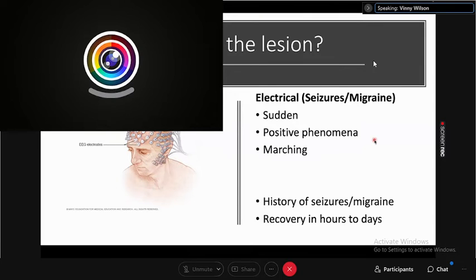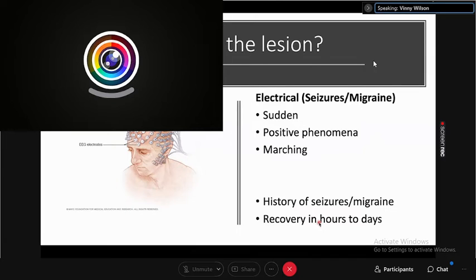But what will differentiate this from a stroke? The differentiation comes from if the patient has a history of a seizure or a migraine. If the patient is already on treatment for migraine or is already on treatment for seizures, then the likelihood of this being a Todd's paralysis or a hemiplegic migraine is that much more. And then again, very different from a vascular stroke is the recovery of these patients, which happens in a matter of hours or days. The Todd's paresis doesn't extend beyond a few days at the most. And similarly, hemiplegic migraine recurs in a few days' time.